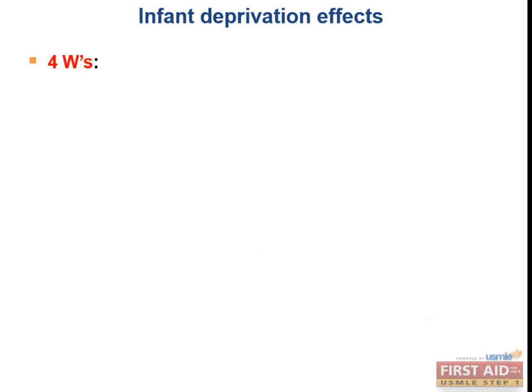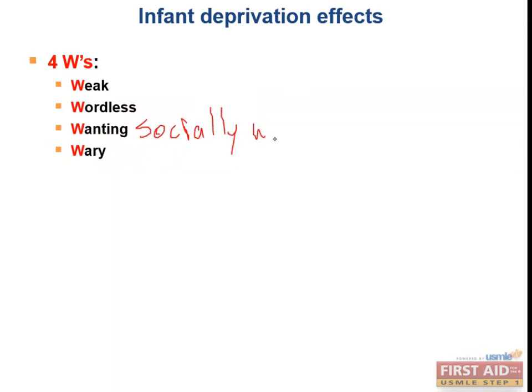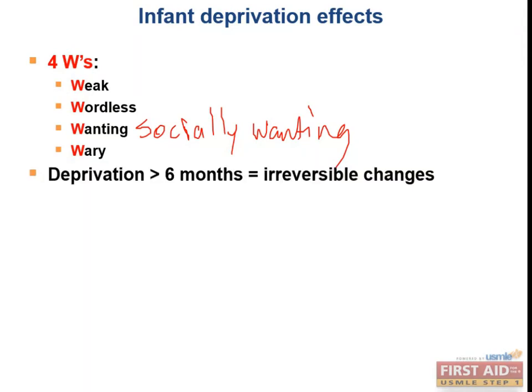One way to help you remember the infant deprivation effects is the mnemonic of the four W's, like wah, wah, wah, wah, like a crying infant. They are weak, wordless, wanting, and wary. The wanting here means socially wanting. And the wary means that they seem suspicious of people around them. They don't have that natural social behavior that an infant who is taken care of normally has. And remember that deprivation greater than 6 months can be irreversible.